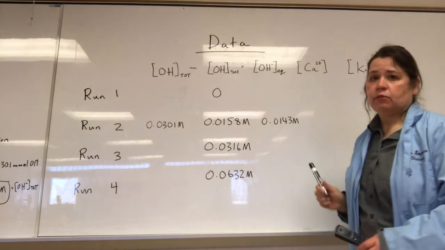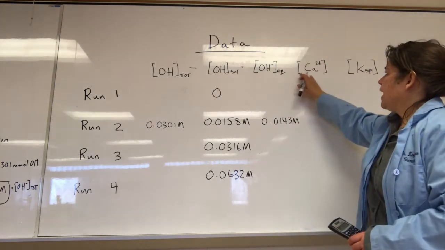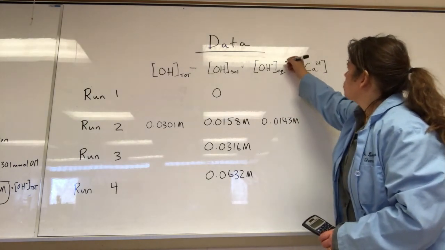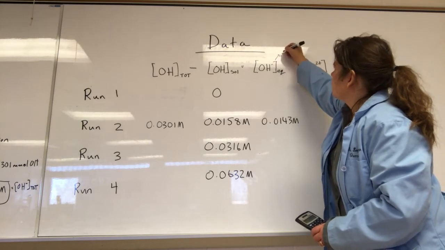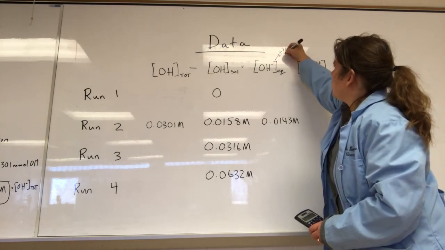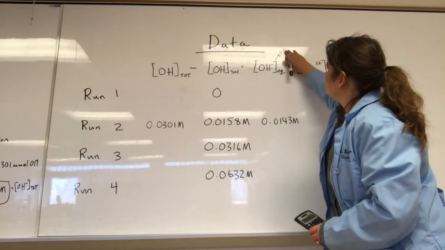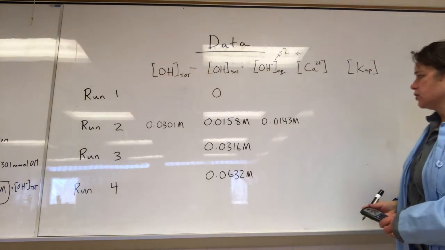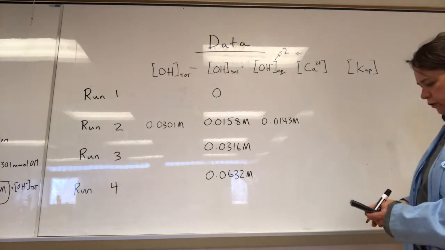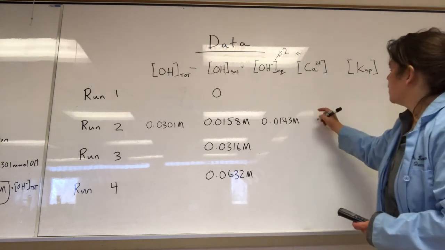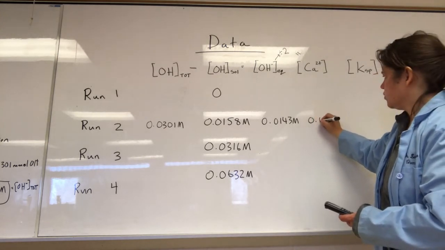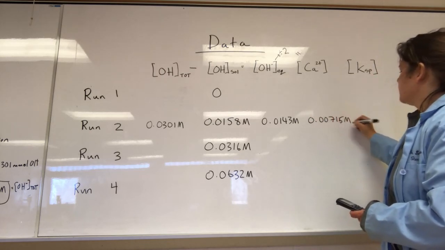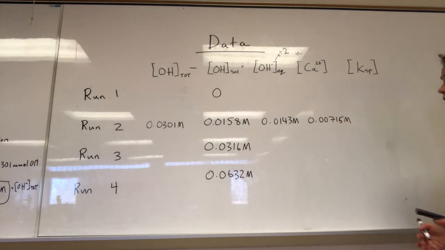So we know the calcium we've already discussed will be provided at half the amount of the hydroxide. To get the calcium then, we would take this number and divide it by 2 to get the calcium ion concentration. So we would take 0.0143 and divide that by 2. That gives me a calcium concentration of 0.00715 molar. At this point, probably better to use scientific notation, but anyway, that's what it is.